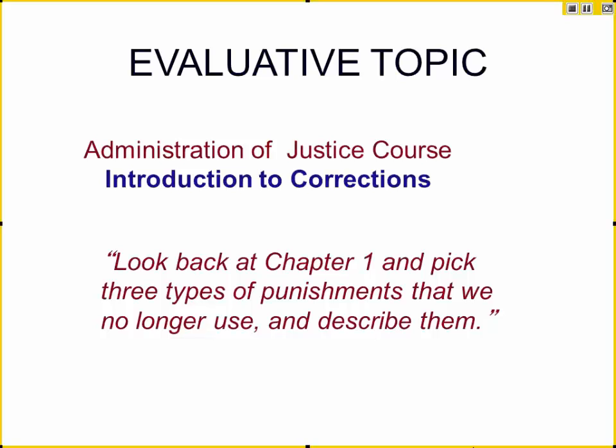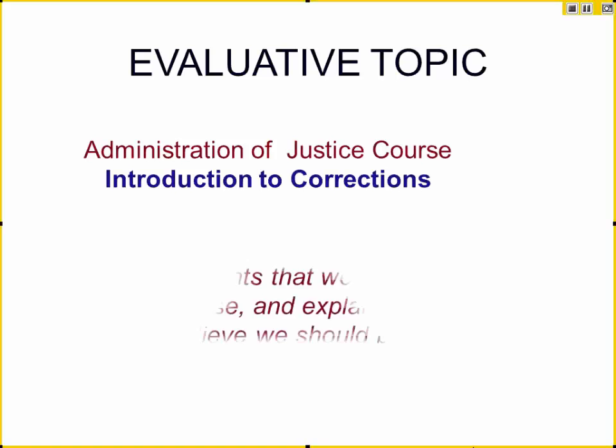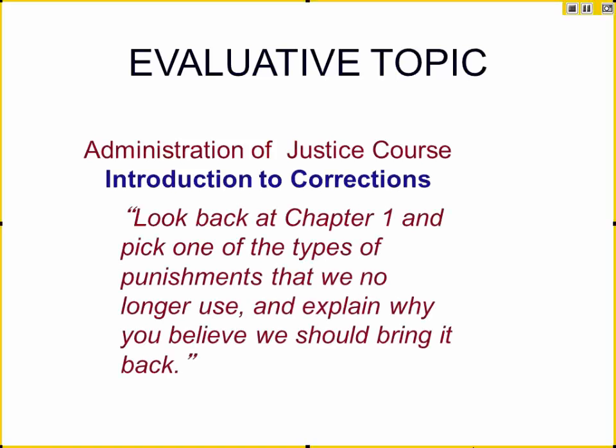Knowing what he wanted to do, here's how we changed it. Look back at chapter 1, pick out 1 of the types of punishments that we no longer use, and explain why you believe we should bring it back. It accomplishes the same sort of thing, but now you are using analysis and judgment. This is the way you want to start guiding your discussions. How can we get to this point as opposed to just refreshing knowledge? Make sense? You all need to nod to give me that. I consider it a badge.